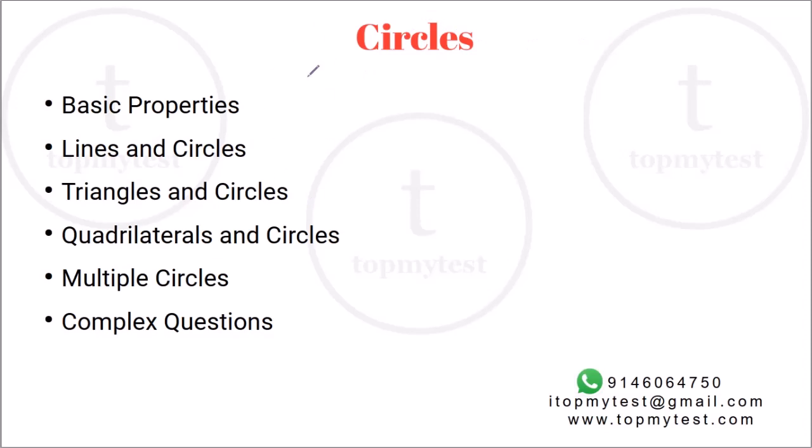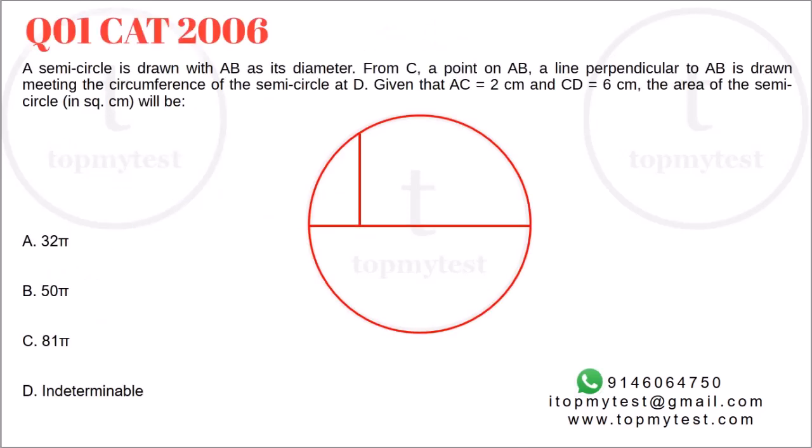This is the last part on the circle series. Till now we have looked at basic properties, lines, triangles and circles, quadrilaterals and circles, multiple circles, and even the first part on complex questions as well. In this session, we will again use the concepts we have discussed in the previous sessions to solve questions which came up in the past CAT, XAT and IIFT papers. The first question is from CAT 2006.